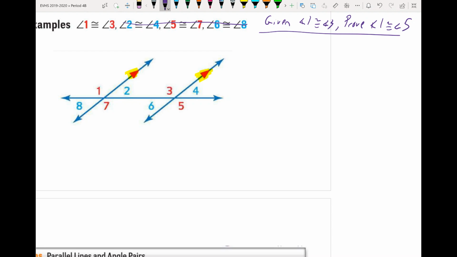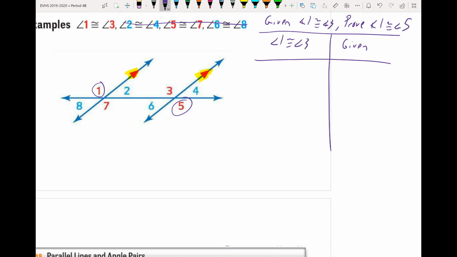Any thoughts on how I would do that? Prove that angle 1 is congruent to angle 5. All right, what do we got? What's our first step? You could use the substitution property or the reflexive property. Okay, yes, you're right. Let's get our given in here first. Angle 1 is congruent to angle 3 is given. Okay, you said substitution, but we don't have anything to substitute into yet.